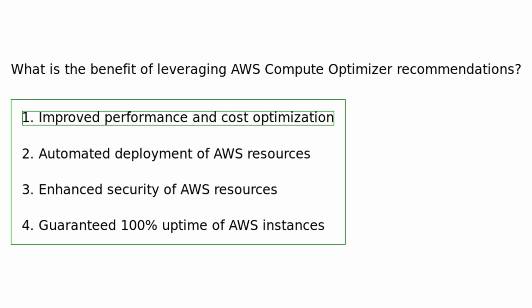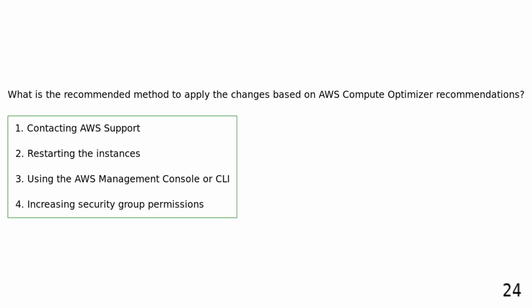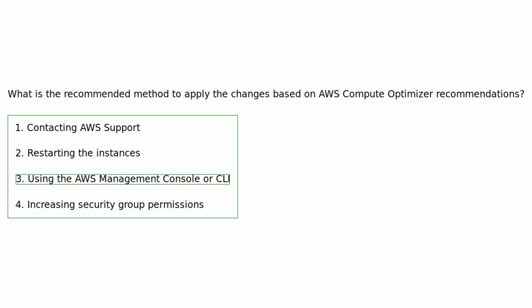What is the recommended method to apply the changes based on AWS Compute Optimizer recommendations? Contacting AWS support. Restarting the instances. Using the AWS Management Console or CLI. Increasing security group permissions. The recommended method to apply the changes based on AWS Compute Optimizer recommendations is to use the AWS Management Console or command line interface to modify the instance types.